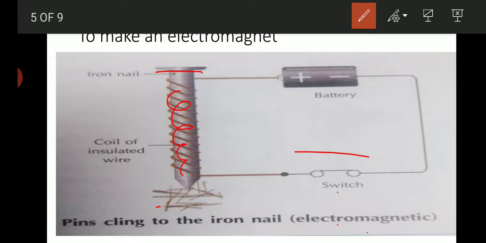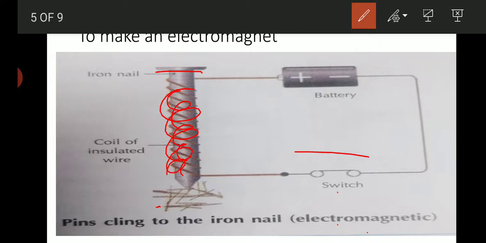We will find out that an electromagnet is a temporary magnet and its magnetism lasts only till a current passes through its coil. Once the current stops, the iron core or soft iron nail loses its magnetism. So the strength of an electromagnet can be increased. It can be increased by increasing the number of turns in the coil.